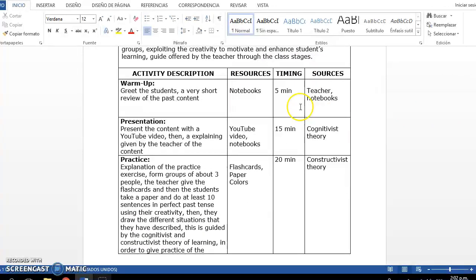First, the warm-up: greet the students, salute them, and do a very short review of the past content. The resources are the notebook, and the timing is 5 minutes. Presentation: present the content with a YouTube video, then the teacher explains the content. The resources are the YouTube video and notebooks.